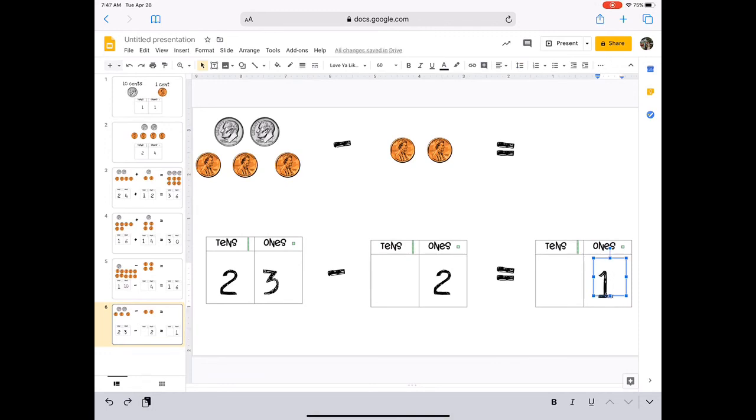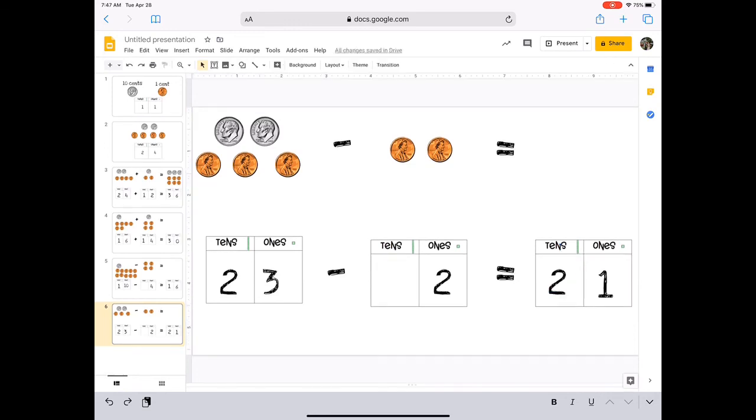Okay, let's look at our tens. I'm beginning with 2 tens. I'm taking away 0 tens. 2 minus 0 equals 2. So 23 minus 2 equals 21.